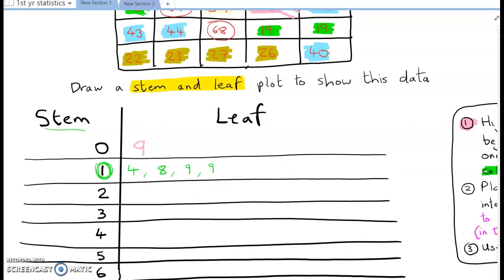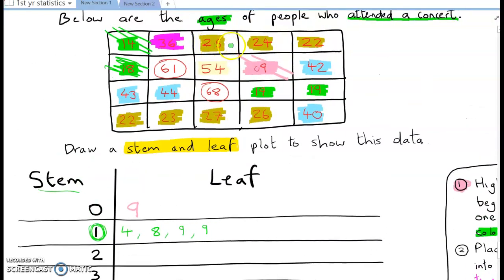Because now we have to do the 2's. Where are the 2's? The 2's were in this number here. I'm just going to do them in black. So I have a 25, I've got a 24, I've got a 22, I've got 22, 23, 23. What's the youngest out of all of these numbers? It is a 22, isn't it? And there's actually 2 of them.